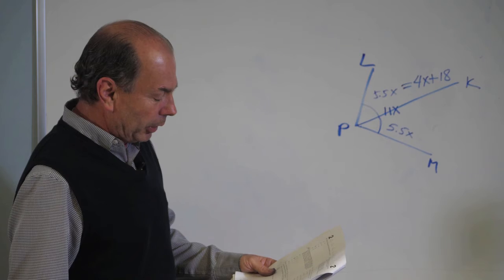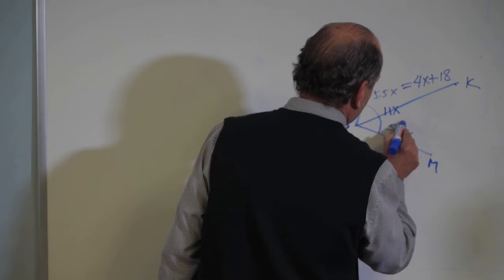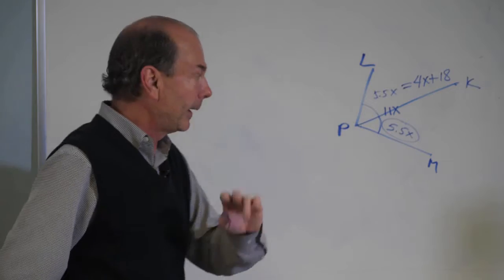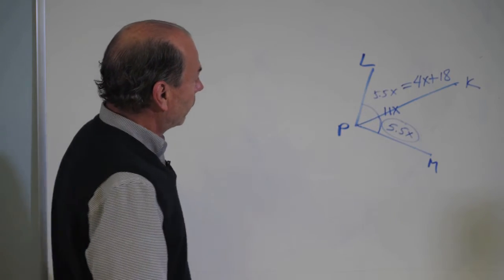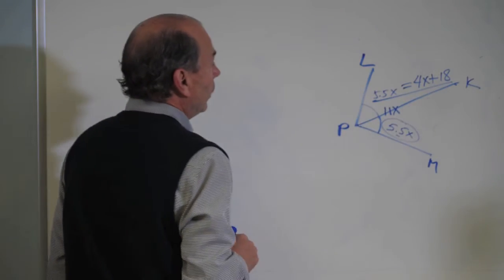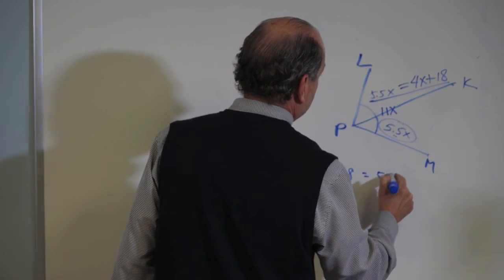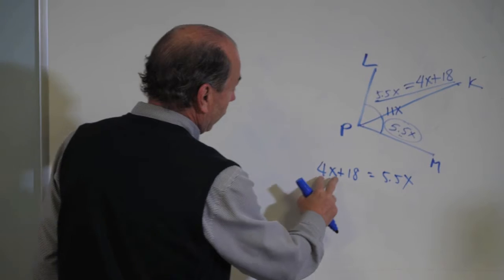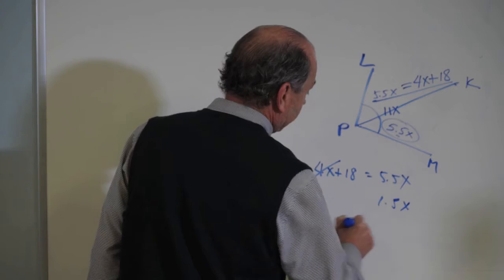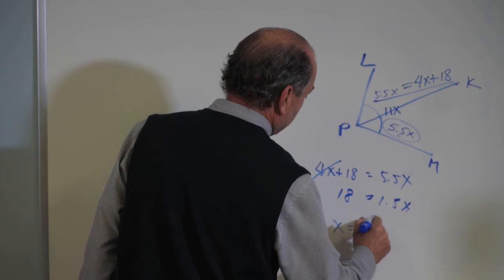So the question is, what is the measure of KPM? KPM is 5.5x. So if we solve for x, which we're going to do, we'll have to multiply by 5.5. Don't forget to do that to get the final answer, because that's what we're looking for. We're looking for this angle, which is 5.5x. We're going to solve for x here. So 4x plus 18 equals 5.5x. Very simple. I'm going to subtract 4x on both sides. So that'll go away, and I'll get 1.5x left over here, equal to 18. And now the x will just be 18 over 1.5.